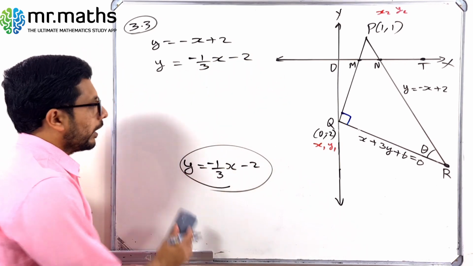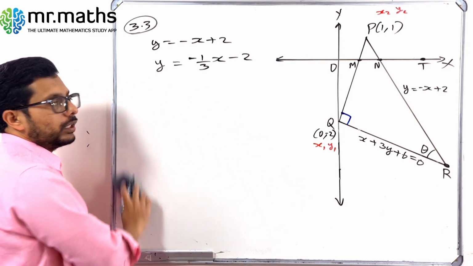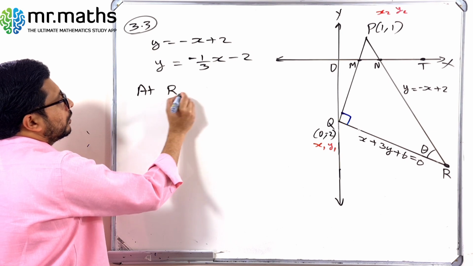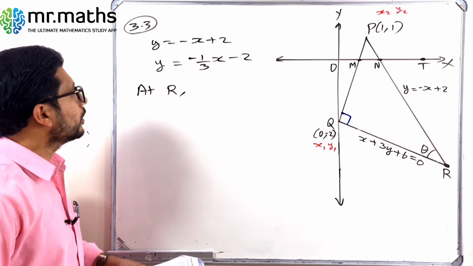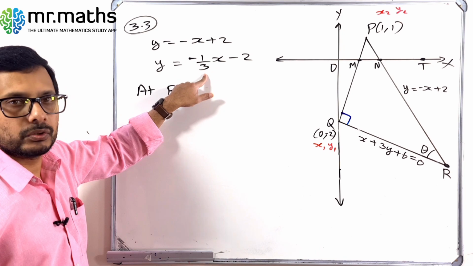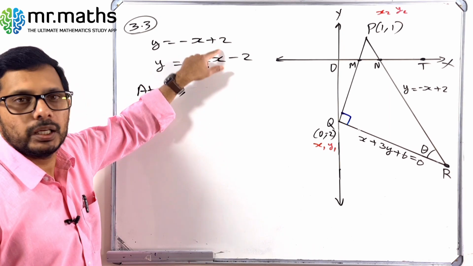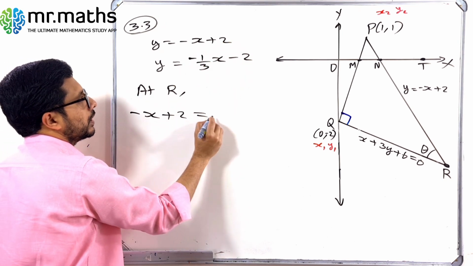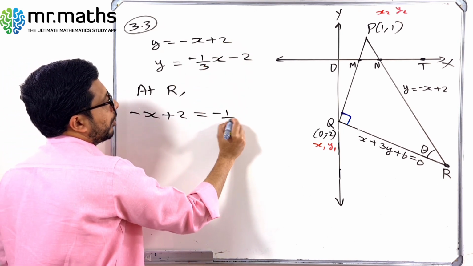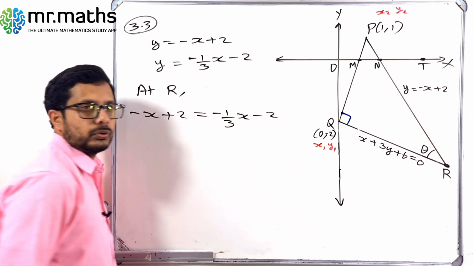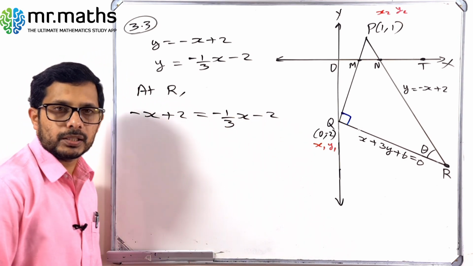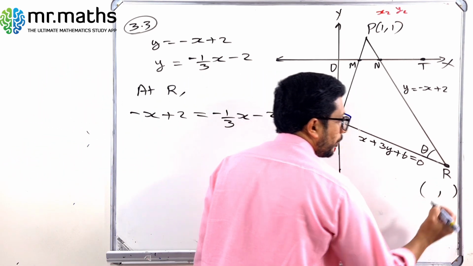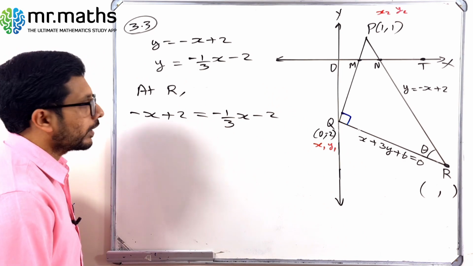So what we are saying is, at the point R, both the equations are the same. At R, both the equations are the same means y is equal to y. So both of these are the same. So what can we write? Minus x plus 2 is equal to minus 1 over 3 x minus 2. From here we have to find the value of x, then after that we have to find y. What is our question? We have to find the coordinate of the point R, the x and y value.